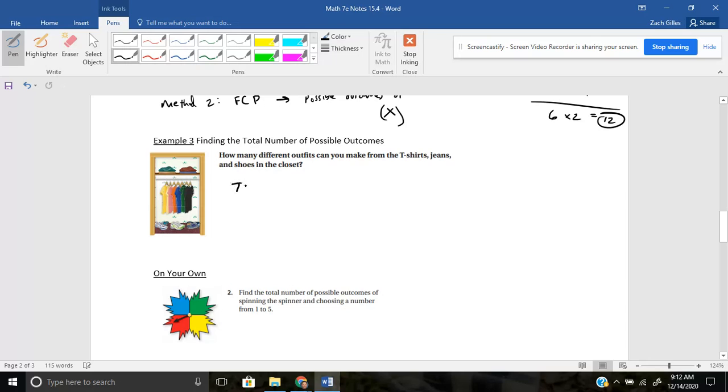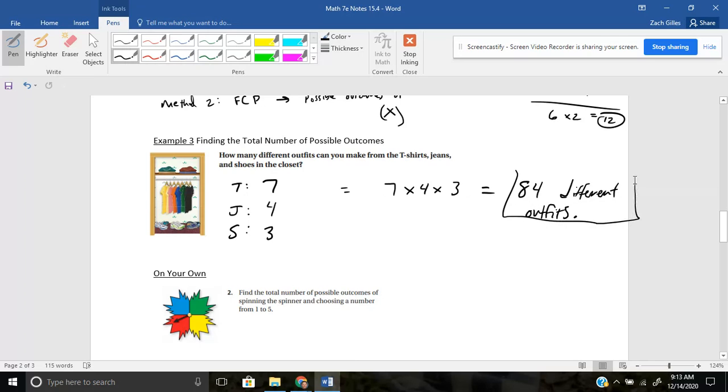Okay, so t-shirts, how many t-shirts are there? 1, 2, 3, 4, 5, 6, 7. Looks like there are 7 different t-shirts. Jeans, 1, 2, 3, 4. There's 4 different pair of jeans. And shoes, 1, 2, 3. There's 3 different pair of shoes. So I'm just going to use the fundamental counting principle and say, well, 7 possible outcomes for t-shirts times 4 for jeans times 3 for shoes. If I multiply those together, that gives me 84 different outfits.